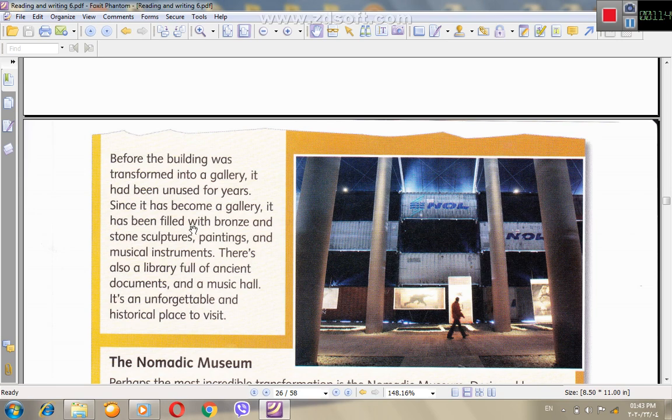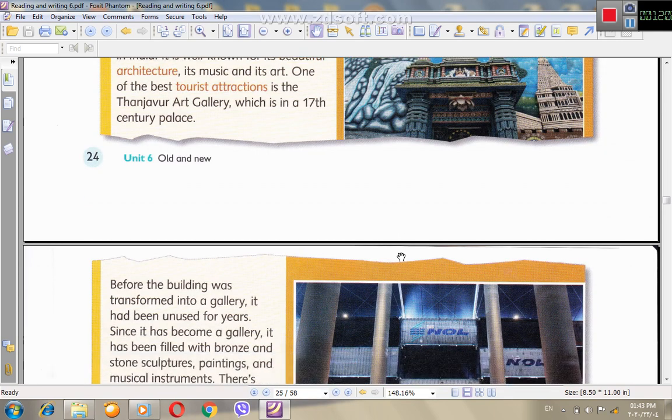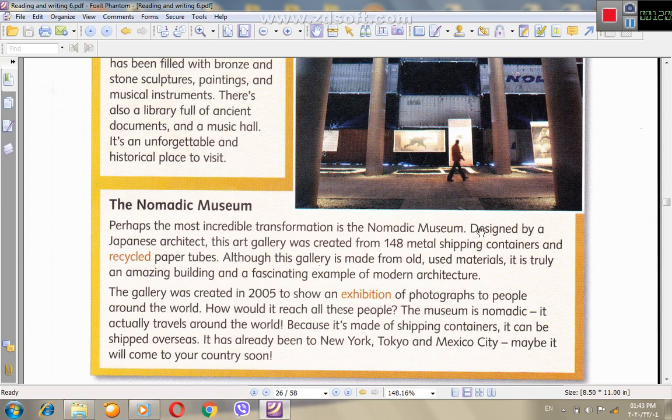It has been filled with bronze and stone sculptures, paintings, and musical instruments. It says there is also a library full of ancient documents and a music hall. So it's an unforgettable and historical place. That's why this one, the Tanjore, it's full of things if you just go and see. And this one, the Nomadic, is designed by a Japanese architect. So we say that it's nomadic, and it can go to a place, like it has already been to New York, Tokyo, and Mexico City, and maybe it will come to your country soon.